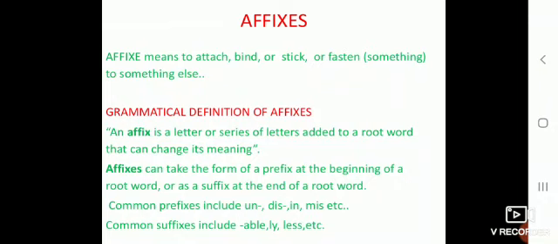Now, common suffixes. Suffixes are the words which are put after the root word, or at the end of the root word. They include able, ly, and less, etc. So these are the common prefixes and suffixes. We have more.